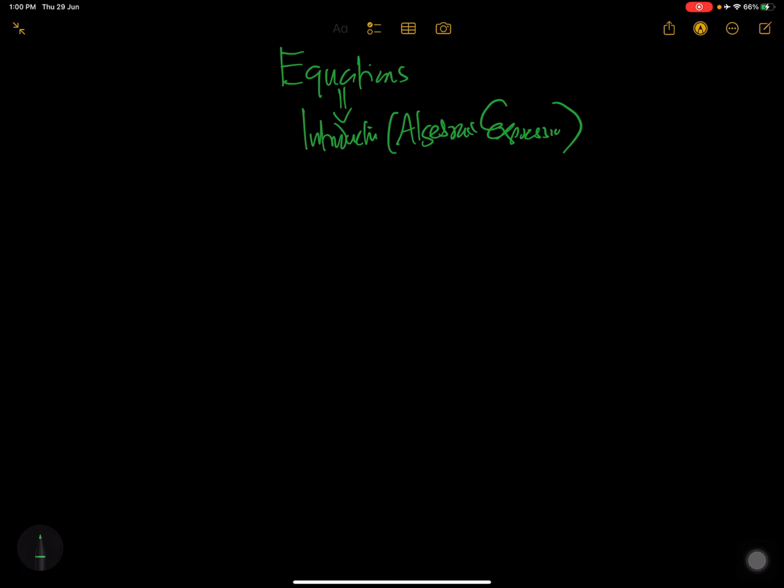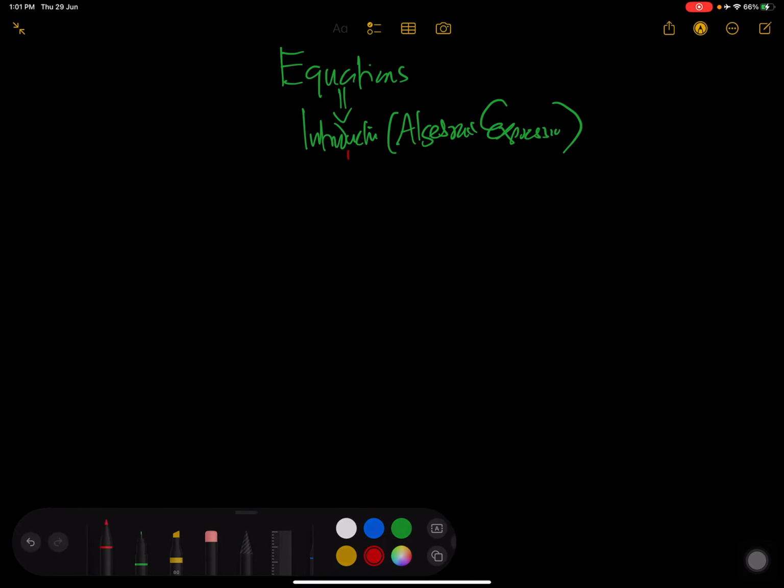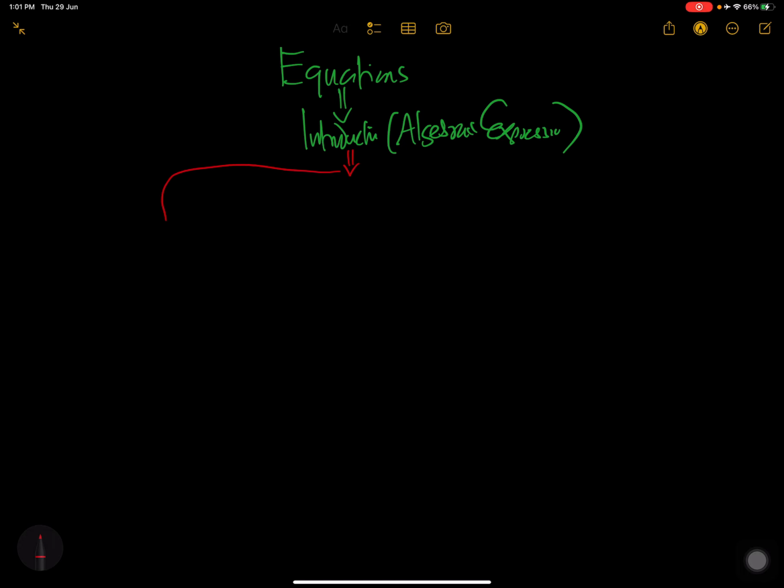Remember that we started. I wanted to draw where we started. We started with equations, and with the equations, we started with the introduction, and we looked at algebraic expressions. We broke down the algebraic expressions into linear. After the introduction, we came back to equations, and we said the equations can be broken down into linear equations and polynomials, and we are done with linear equations.